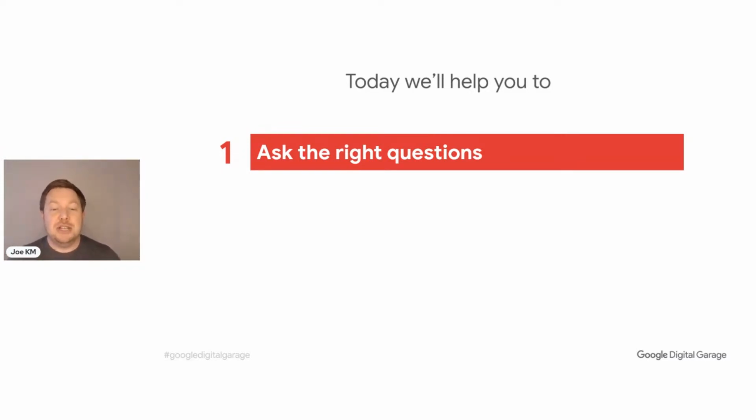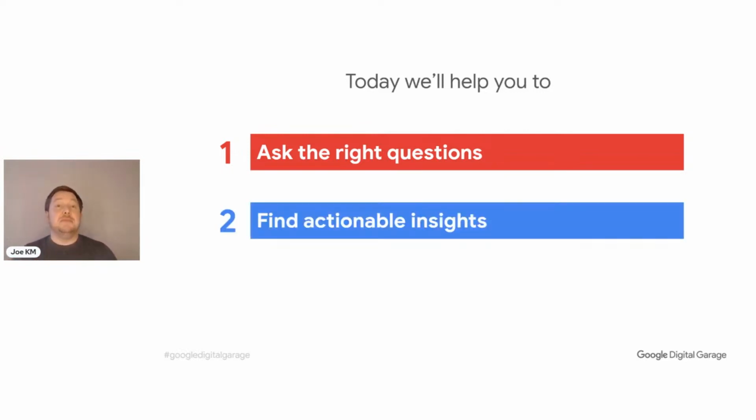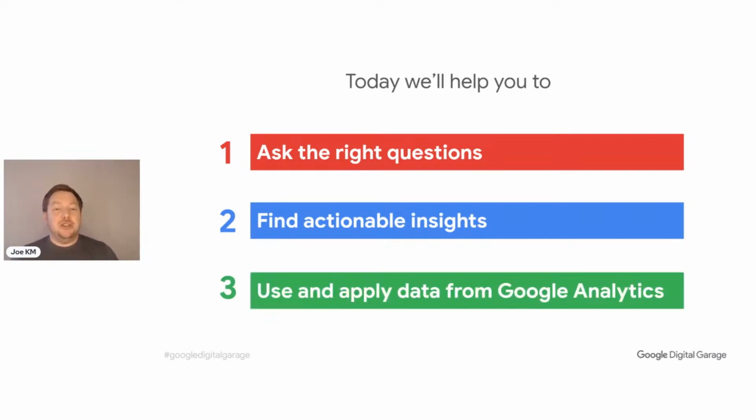Throughout today's session, there's going to be multiple opportunities for us to ask questions, which means you can ask a question, we'll get to a section, we'll answer it, and then come back to it. At the end as well, there's going to be a section. So 3 chunks throughout today's session. How we're going to break today's session down is going to be ask the right questions, find actionable insights, and use and apply data from Google Analytics.